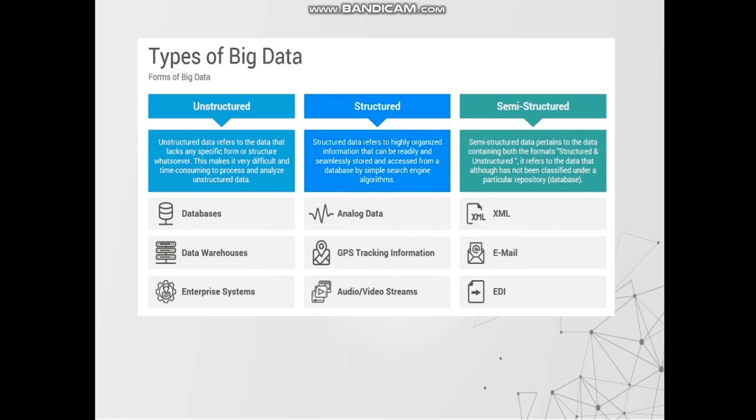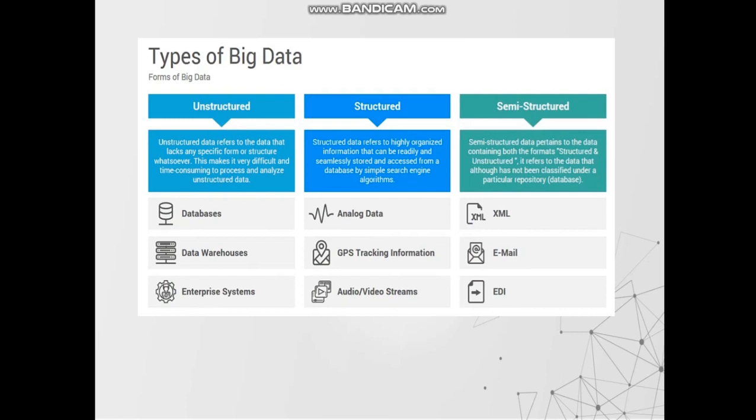First, we have the unstructured. Unstructured data refers to data that lacks any specific form of structure whatsoever. This makes it very difficult and time-consuming to process and analyze unstructured data. This is the databases, data warehouse, and enterprise system.